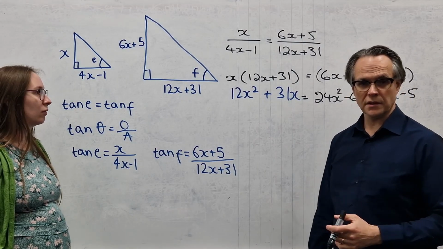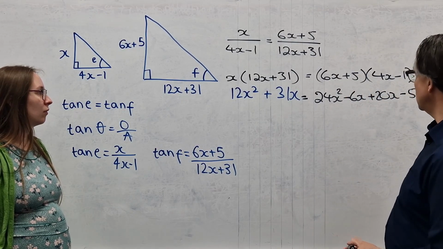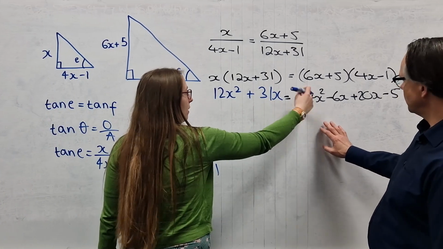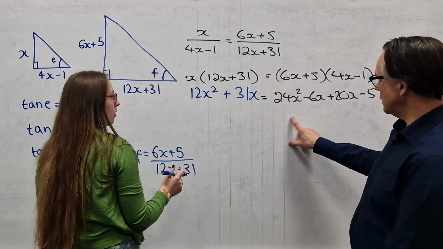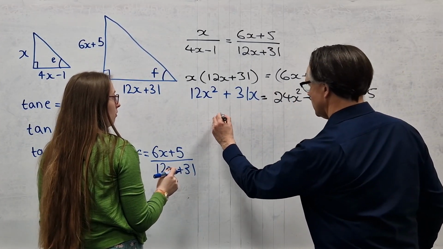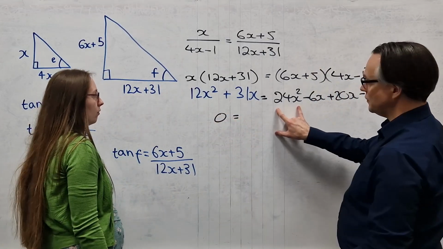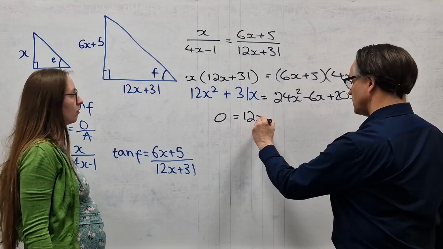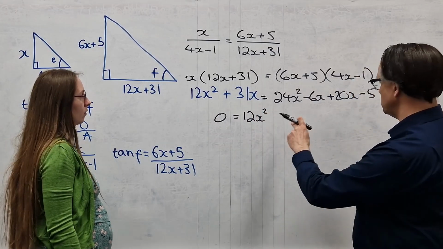Get everything onto one side, make it equal to 0. So what have we got? We're going to take it to that side because this is the bigger value of x squared. So if I start with 0, we say 24x squared minus 12x squared. It's 12x squared.